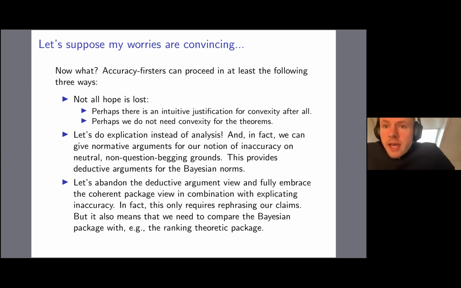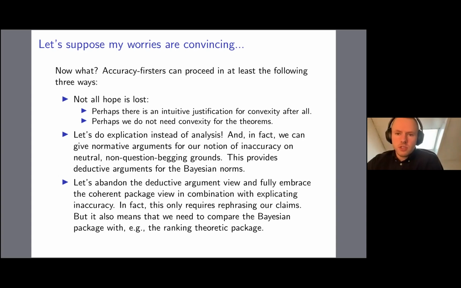The second option is to say, well, let's drop the claim that convexity is intuitive and argue for convexity normatively. Let's do explication instead of analysis. And in the deductive argument view, this would have to be done on neutral grounds. So these normative arguments have to refer to normatively positive qualities of the explication that appear positive also to dialectical opponents, not just Bayesians, if we are still in the deductive argument view. I'm not very hopeful that this can work.